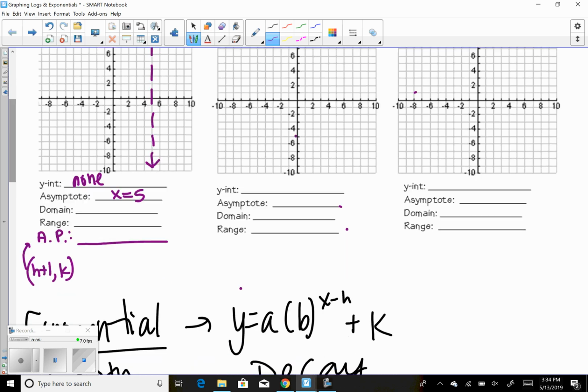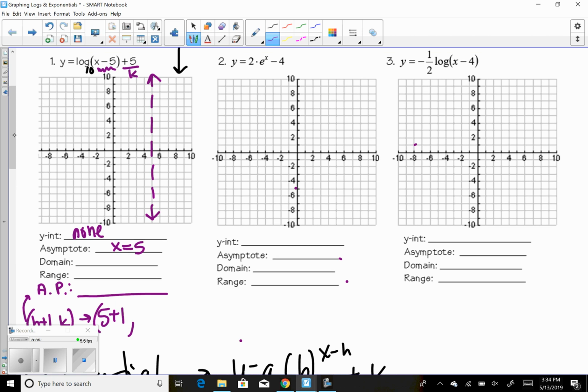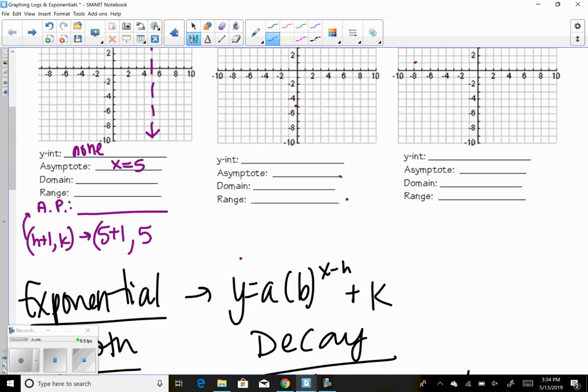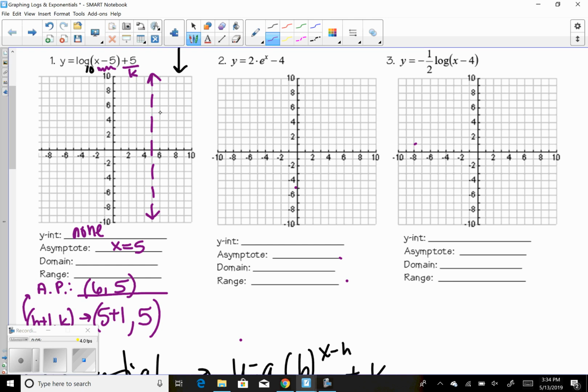So in this case, it's going to be 5 plus 1 for your anchor point, comma k, which is your vertical shift, here's k back here, 5. So we're looking at 5 plus 1, comma 5, which gives me 6, 5. So I go back to 6, 5, and here's that point right here. It's going to take this general shape. It's going to hug that asymptote. And there's my graph.